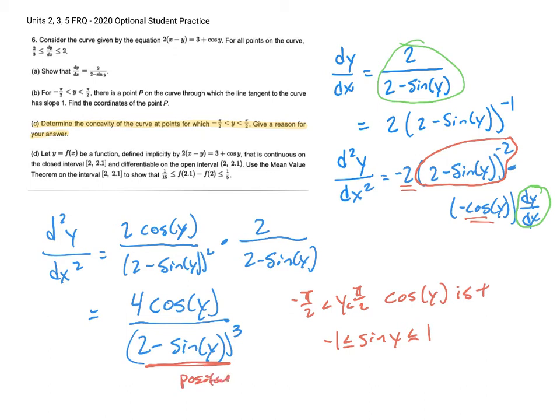So we know that, and I'm going to wrap this thing up, we know that d squared y over dx squared, the second derivative, is positive on this interval. Therefore, the curve is concave up. Am I going to be able to fit it in? Nope. I'm just going to put concave up.